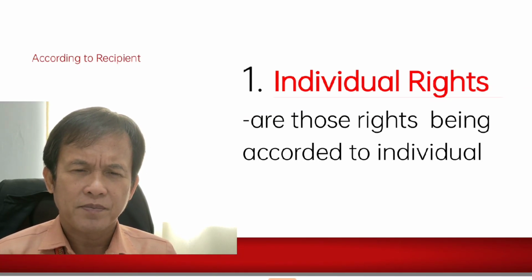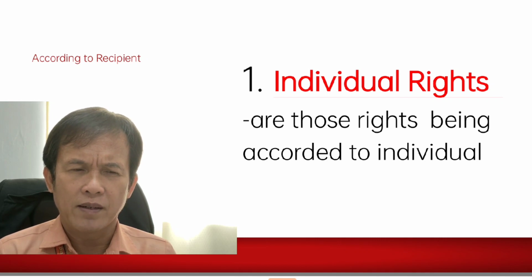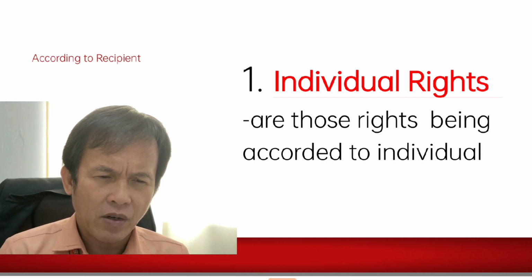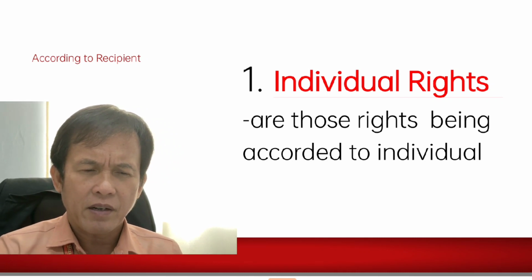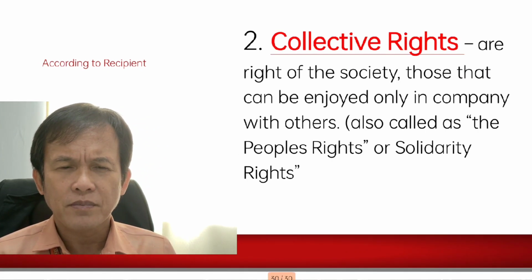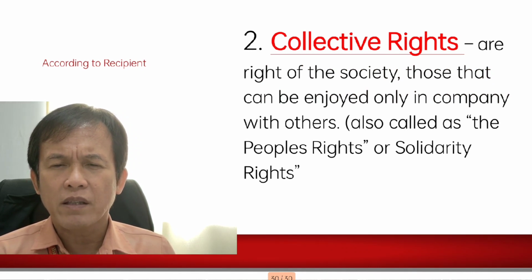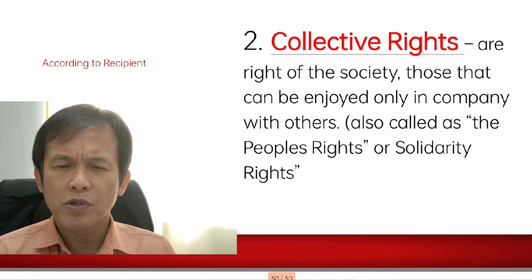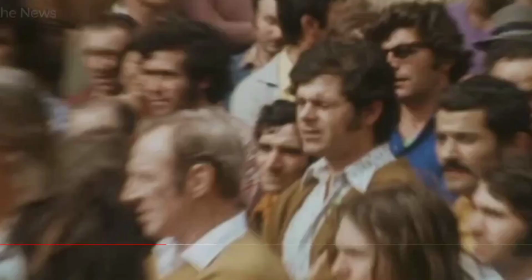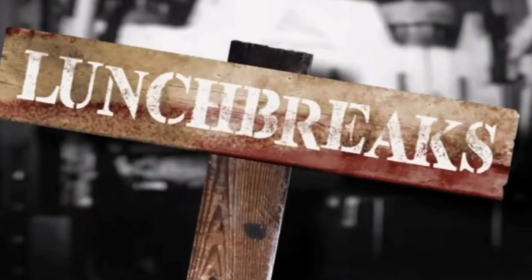According to recipient, number 1, individual rights are those rights being accorded to individuals. Some examples of individual rights include freedom of speech, freedom of religion, the right to privacy, and the right to own property. Number 2, collective rights. These are rights of the society, those that can be enjoyed only in the company of others, also called the people's rights or solidarity rights. Example, right to peaceably assemble, right to peace, right to development, right to self-determination, and right to environment.